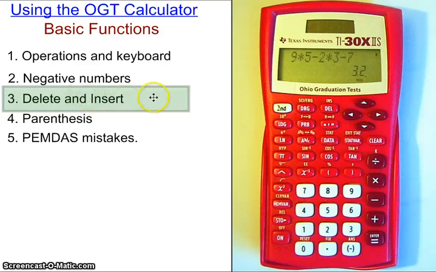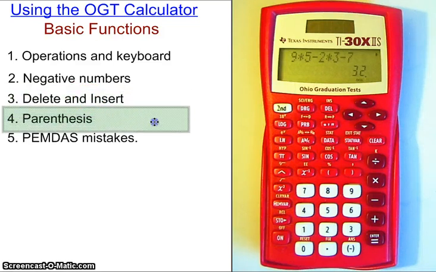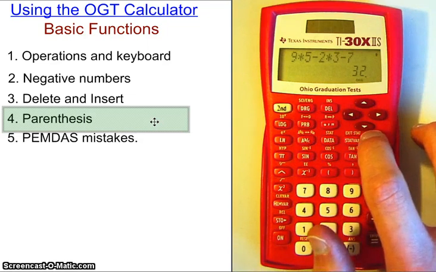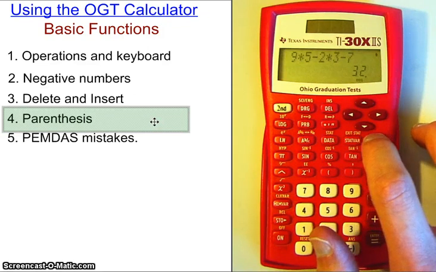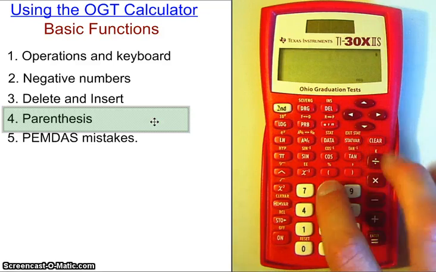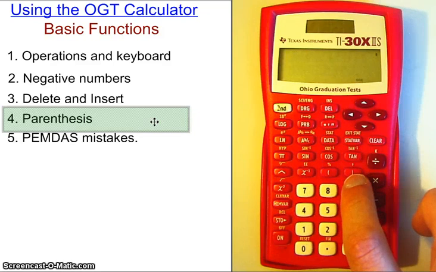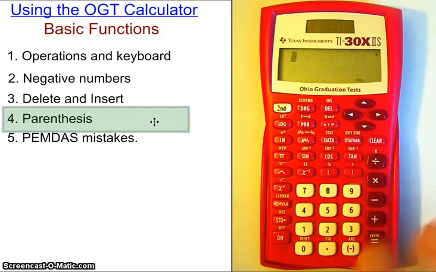Okay, now the fourth thing you'll see here is parentheses. Now the parentheses, you'll notice, are important in PEMDAS because P stands for parentheses. So you'll notice right above this keyboard you'll see the 2 little parentheses. You'll see the left parenthesis and the right parenthesis. If you use one, you have to use the other.